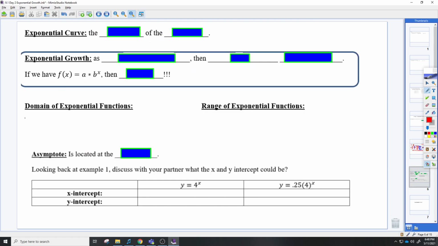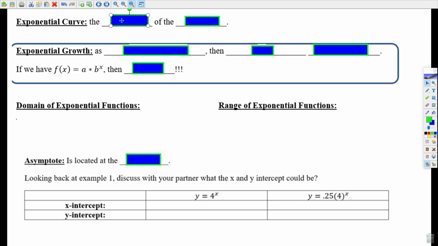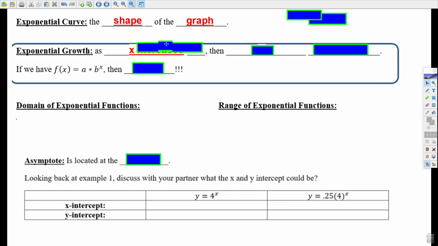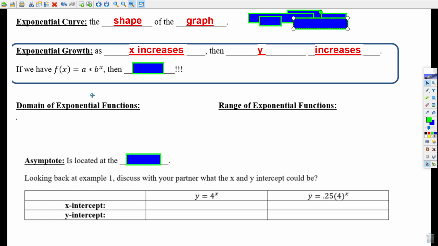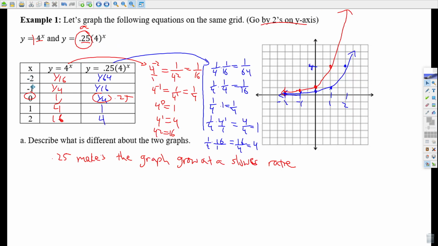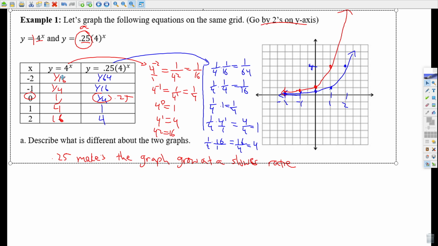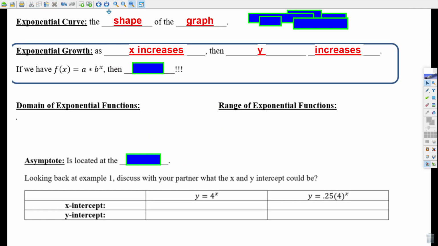Okay, so let's do some characteristics and some definitions here. We have exponential curves. These are called exponential curves. It's just basically the shape of the graph. Specifically, we're talking about exponential growth. We are then going to move on to something called decay, but today is just growth. So what does that mean? As we increase x, then y subsequently also increases. So let me go back real quick. As you increase the x values from -2, -1, 0, 1, 2, you can clearly see all the y values are getting bigger on both of these. These are both exponential growth functions.